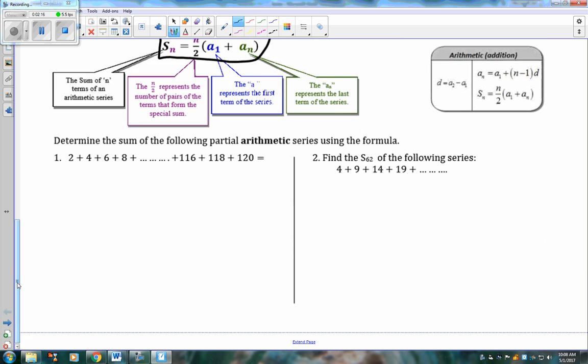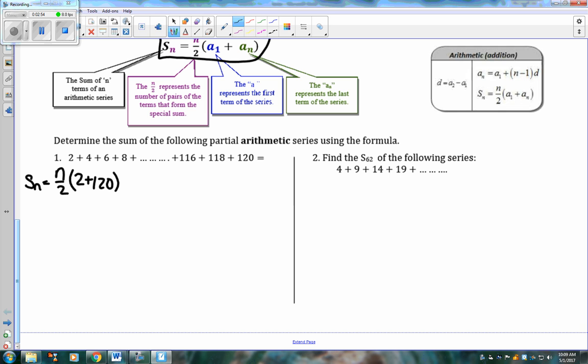So our first problem, problem 1, says determine the sum of the following partial arithmetic sequences using the formula. So I'm going to have S of n is equal to, do we know how many terms I have? No, so I'm going to have to put n divided by 2. I don't know the exact number of terms I have. What's my first term? What's my last term? 120. But I don't know what n is.